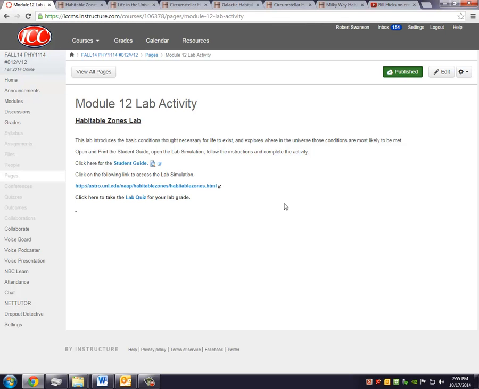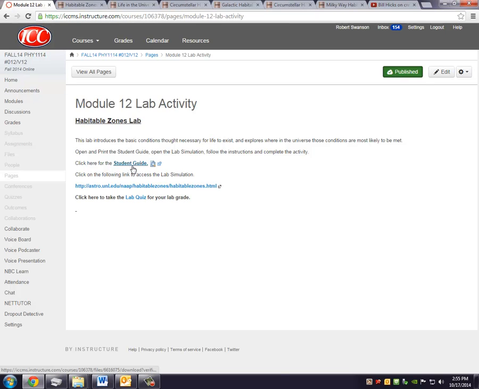This is Module 12. The topic is habitable zones. Not easy to say. Essentially, where can life be found, not only around our star, the sun, but perhaps around other stars. Of course, this is somewhat biased because we only know of one form of life, and that is carbon-based life that needs water to survive. That's us.